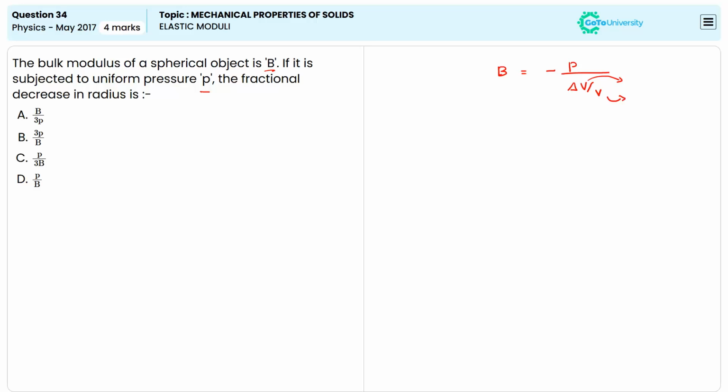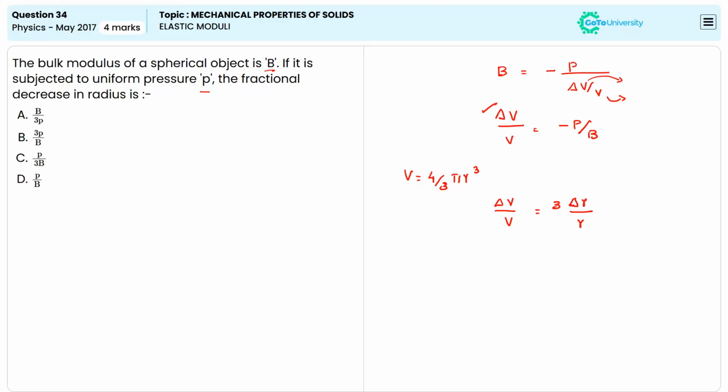Here P is representing the uniform pressure applied, del V is representing the change in volume, and V is representing the initial volume. When we rearrange this equation, we get del V divided by V is equal to minus P divided by B. The volume of a sphere is always equal to 4/3 pi r cubed. So here we can say del V over V will be equal to 3 times del R divided by R with respect to radius.